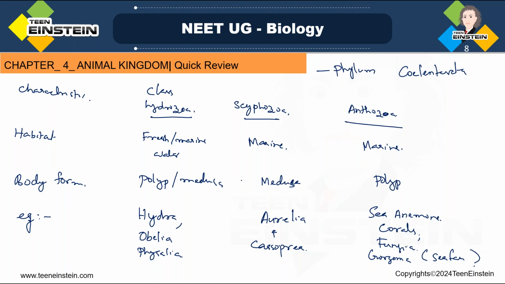Okay. So we have learned about two phyla, and the remaining phyla we'll be learning in the next class. Next class we'll be learning about phylum Ctenophora, then phylum Platyhelminthes, Aschelminthes, Annelida, Mollusca, Arthropoda, Echinodermata, Hemichordata. About all these phyla we need to learn. Okay, that we'll learn in the next class.